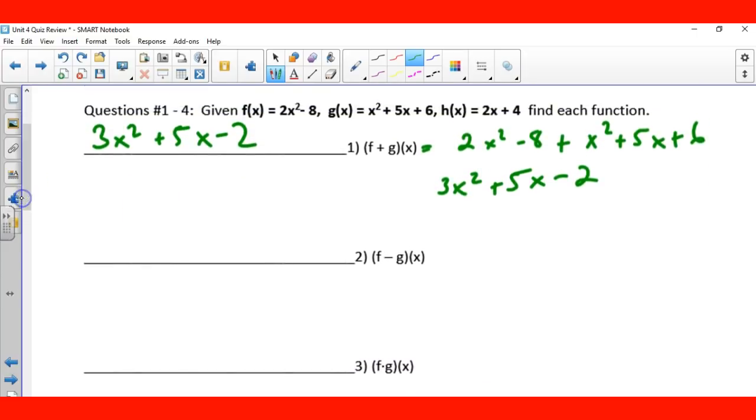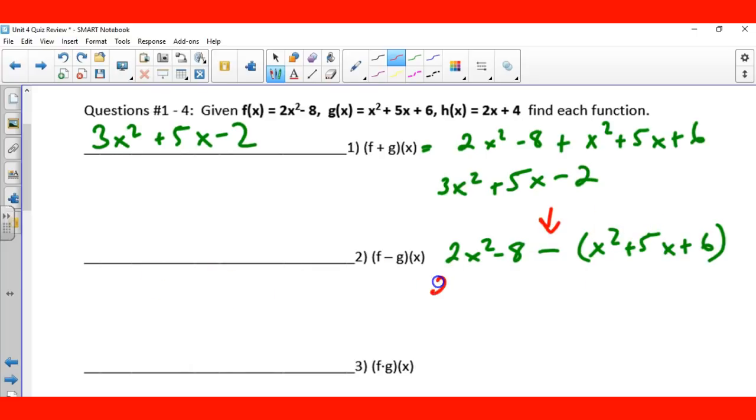Next, we have f minus g. We have f minus x squared plus 5x plus 6. That's g. Remember, guys, the first thing you need to do is distribute that negative to everything that follows. So we have 2x squared minus 8 minus x squared minus 5x minus 6.